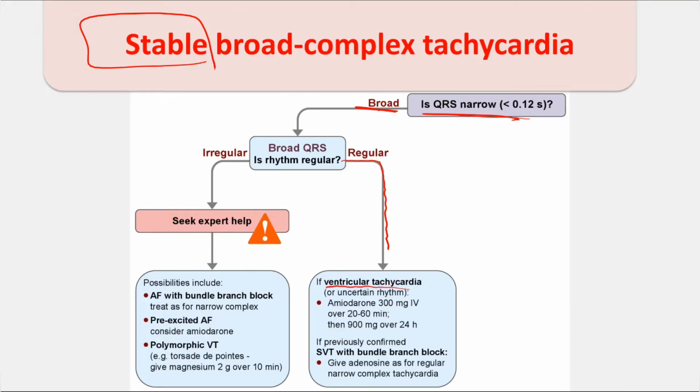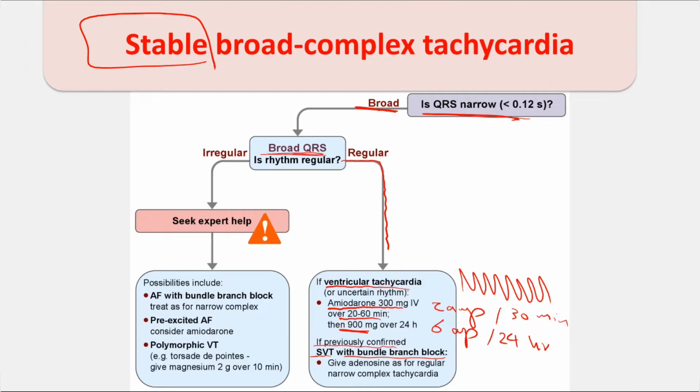So if the patient has VT and the VT is stable, with no adverse feature, you give amiodarone 300 milligrams over 20 to 60 minutes. So you give 2 ampoules over 20 to 60 minutes, then 900 milligrams, which is 6 ampoules, over 24 hours. If you are previously sure that this patient was having an SVT with bundle branch block, then you can use adenosine and treat like regular narrow complex tachycardia.